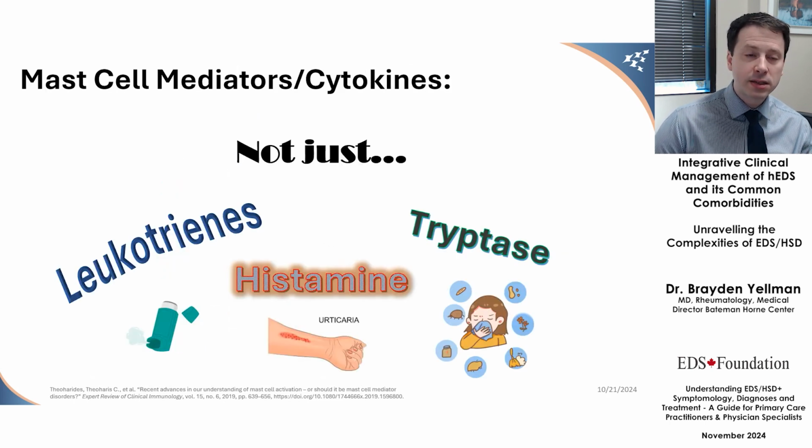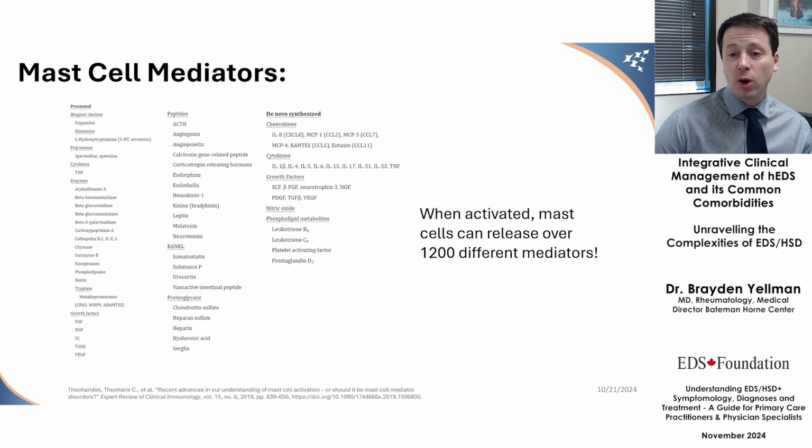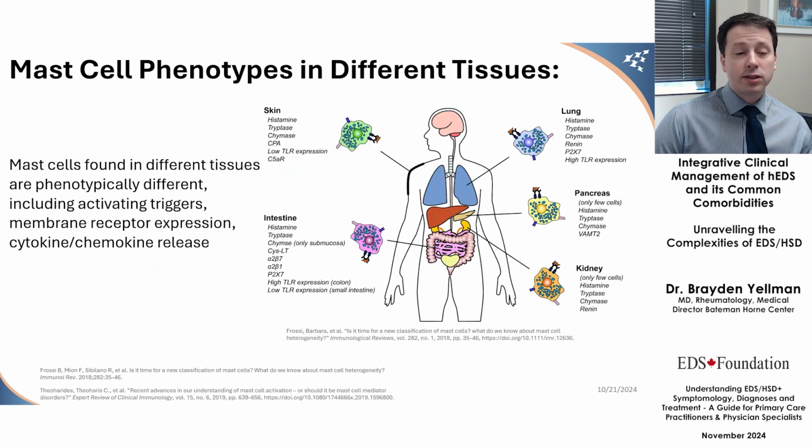When they do release or get activated, we think about leukotrienes and asthma, we think about histamine and histaminergic symptoms, we think about tryptase. But in fact, there are over 1,200 different mediators that come out of activated mast cells. And so those effects are more wide-reaching than I think any of us truly appreciate or can measure at this time. It's important to remember that mast cells are found in different tissues, and those mast cells in different tissues are phenotypically different from one another and will behave differently.